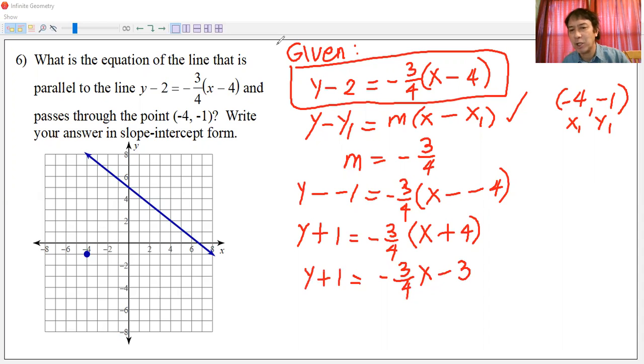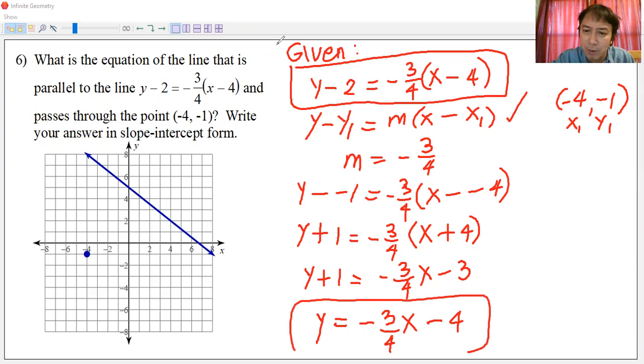After simplification, we subtract 1 from each side. The result will be negative 3/4 x, minus 1, minus 1. The number at the right will now be minus 4. And so this is now the final answer. This is the required slope-intercept form. The intercept here is negative 4, and the slope is negative 3/4.